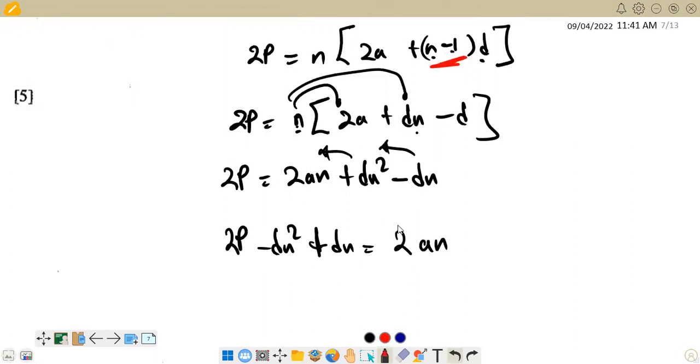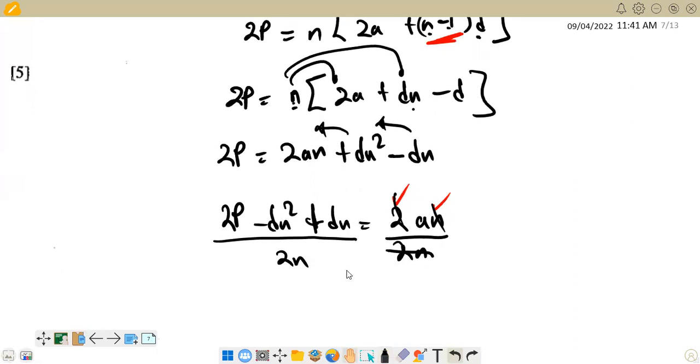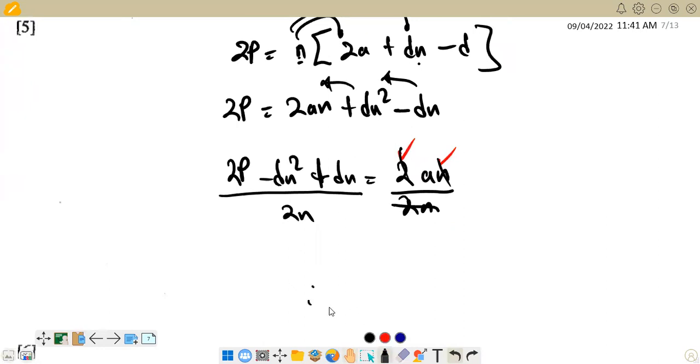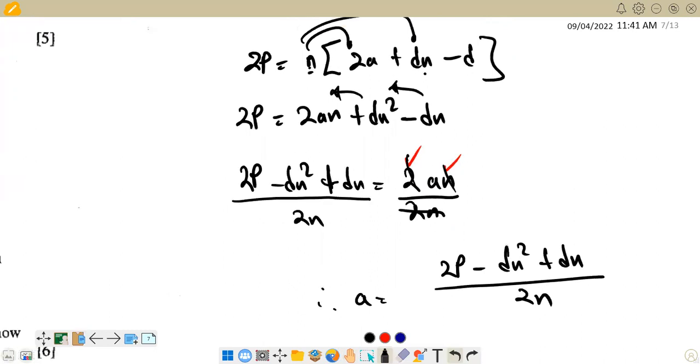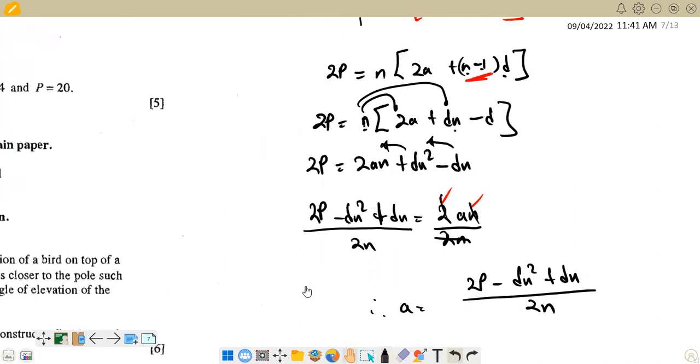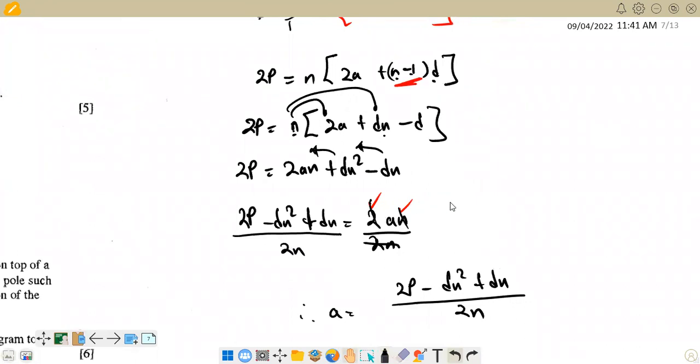What is affecting a now is 2 and n. How are they affecting? They are multiplying. So how do I remove them? I have to divide. Opposite of multiplying, you divide both sides by 2n. By doing this, we can cancel this part. That means our a in this case is going to be 2p minus dn squared plus dn, everything over 2n. So that is what you're going to have at the end if we are to make a the subject of the formula.